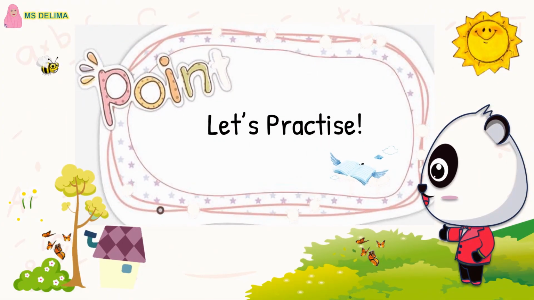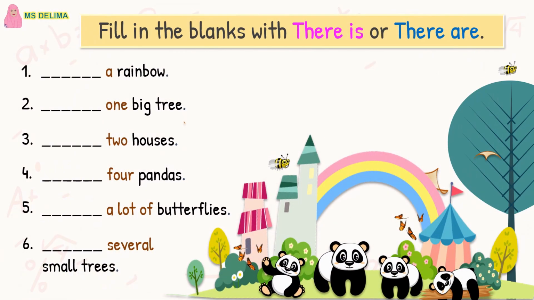Let's practice. Let us test your understanding on this topic. Fill in the blanks with there is or there are. Look at the picture. We can see a rainbow, some trees, houses, a tent, butterflies, bees, and pandas.